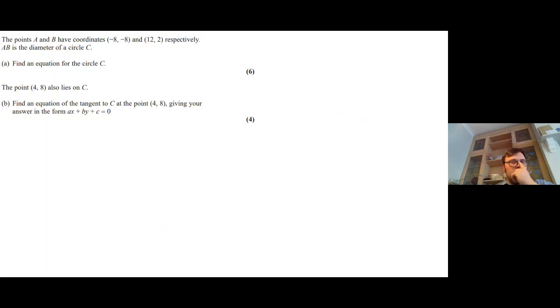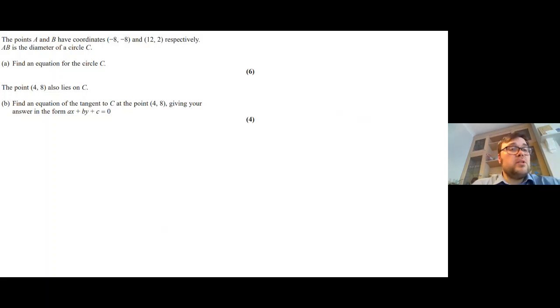AB is the diameter of the circle, C. Find the equation for the circle C. Now, to find the equation of the circle, we need 3 elements. We need the x coordinate and the y coordinate of the center, and we need the radius. How are we going to go about those?